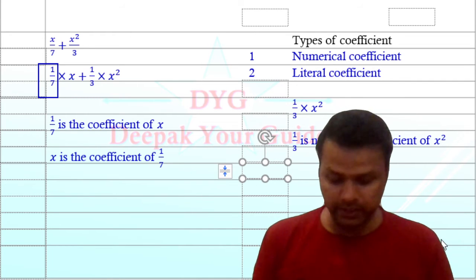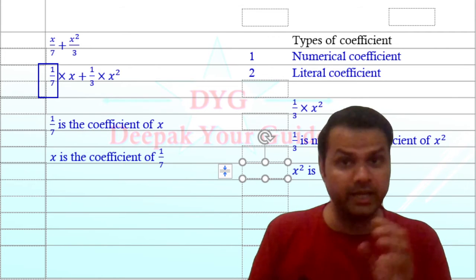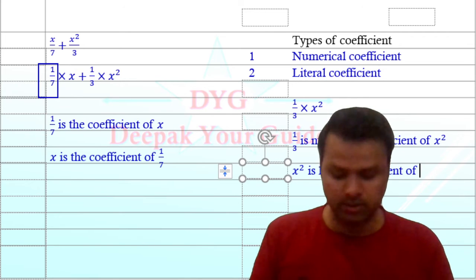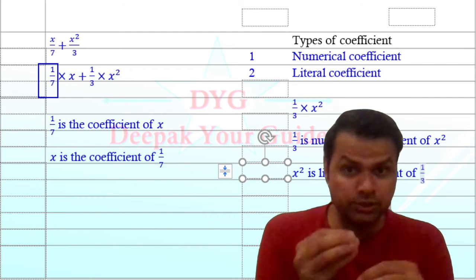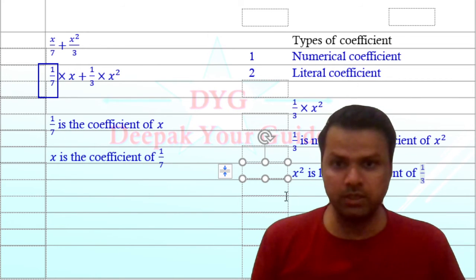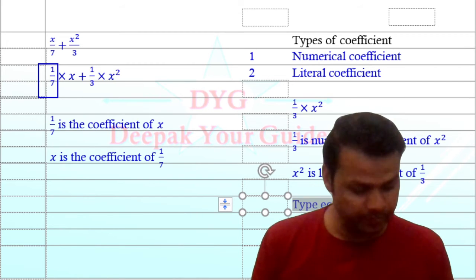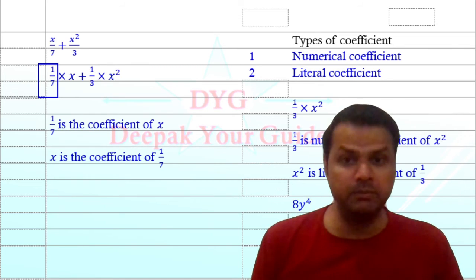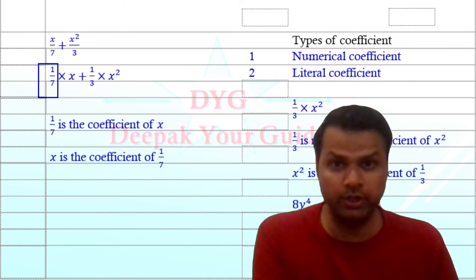And if you have understood this, I think you can guess by now how we can write this x square. We can write x square is the literal coefficient of 1 by 3. So I think you may have got the idea of what is numerical coefficient and what is literal coefficient. Let me give you another question and then you can pause it and try answering on your own. If I write 8y to the power 4, now tell me the numerical coefficient and the literal coefficient in this. Pause the video and try answering the question.